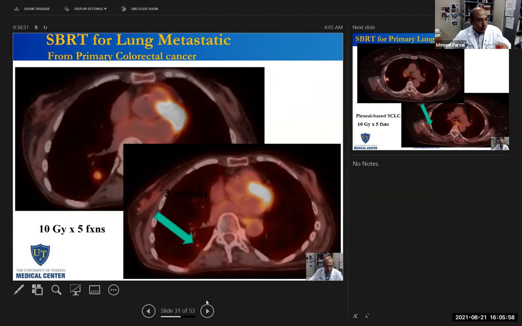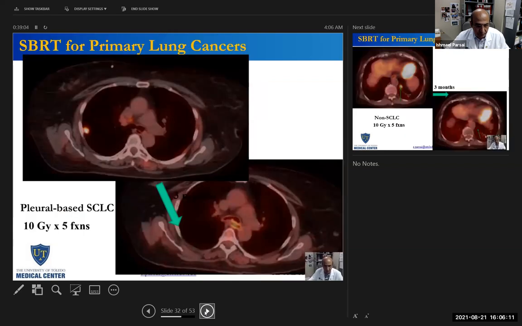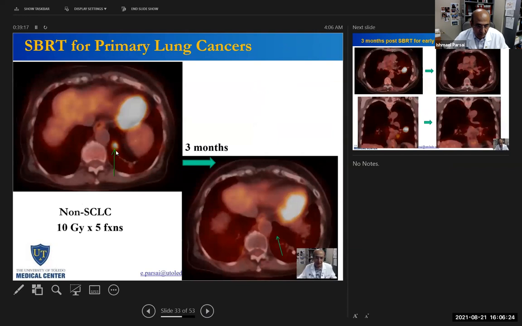Quickly go through the slides. As you can see, the 10 gray times 5 fractions. Here's the SBRT of the lung met, and it came from the primary colorectal cancer. Three months later, tumor's gone, tumor's here. Here's another one, the primary SCLC, 10 gray times 5 fractions. Again, tumor's here, tumor's gone from the primary lung cancer. Same thing here. Again, 3 months later, non-small cell lung cancer, 10 gray times 5.